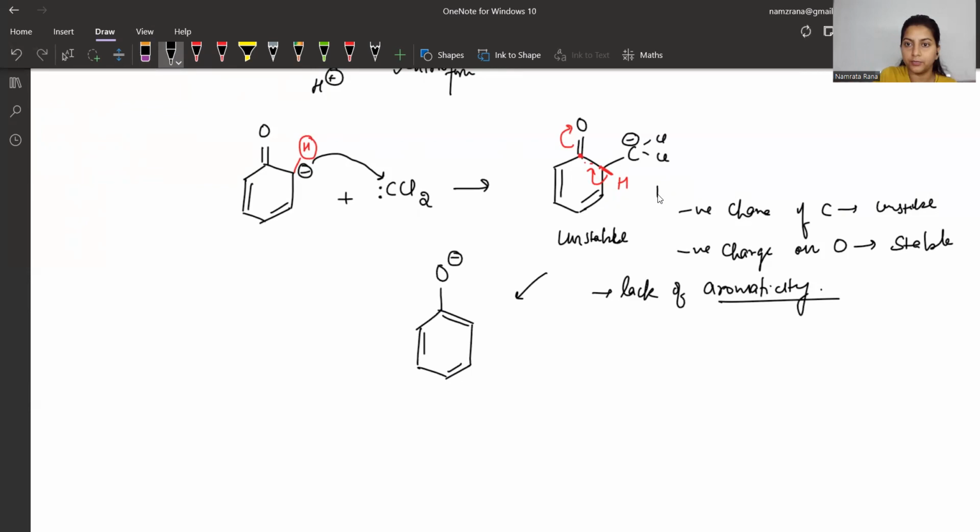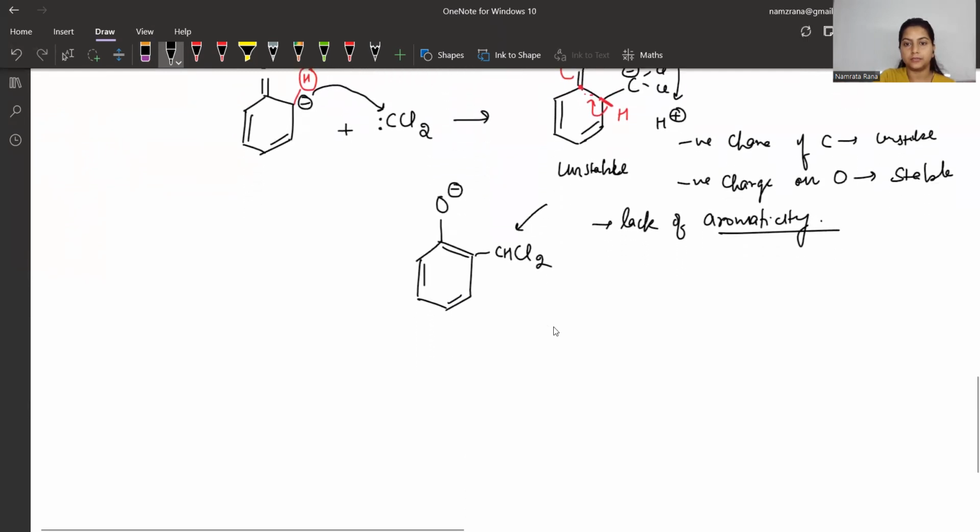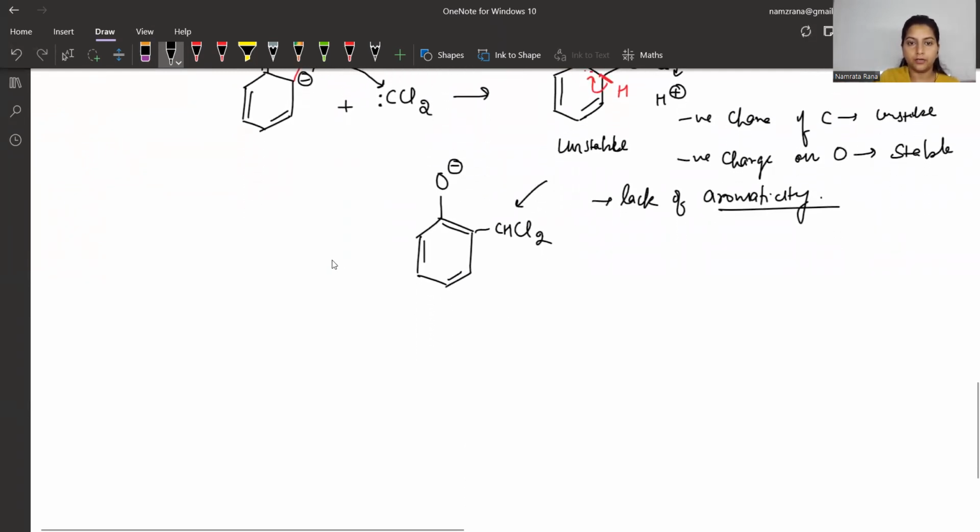As soon as this H positive is released, it is attacked by this carbon, right? So this carbon now has CHCl2. I hope this is clear, right? So as soon as this is formed, we treat this CHCl2 with 2 molecules of NaOH, acid-base reaction. Cl will be substituted by 2 OH groups.